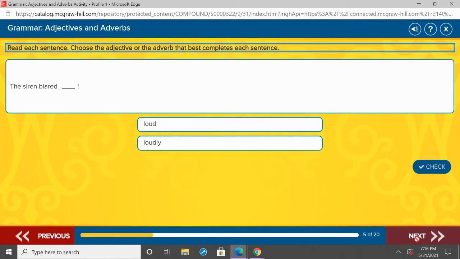The siren blared loud or the siren blared loudly. Okay, so we're describing how the siren blared. Blared is a verb, so that means we need an adverb. Adverbs oftentimes have ly. How did the siren blare?